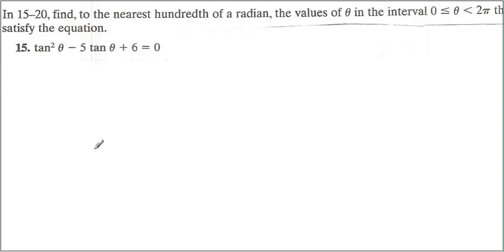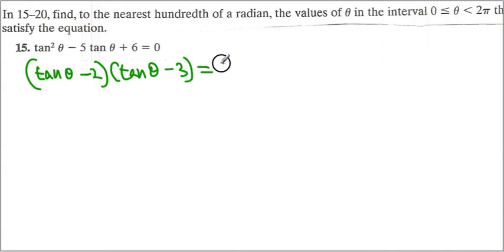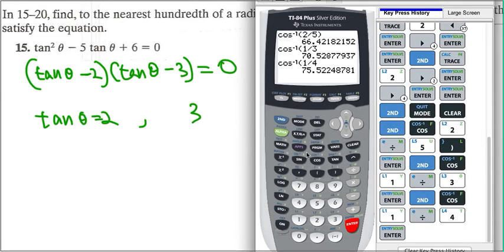Let's continue. Here, find to the nearest hundredth of a radian measure. In this case, 0 through 2 pi. So here we have, if I were to factor this one, then yes, tangent theta minus 2 and tangent theta minus 3 would have been the factoring of this. So when do we have tangent theta to be equal to 2 or 3? Okay, we can use the calculator here.